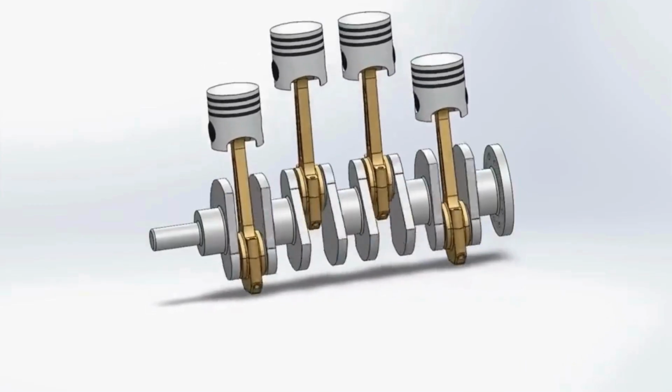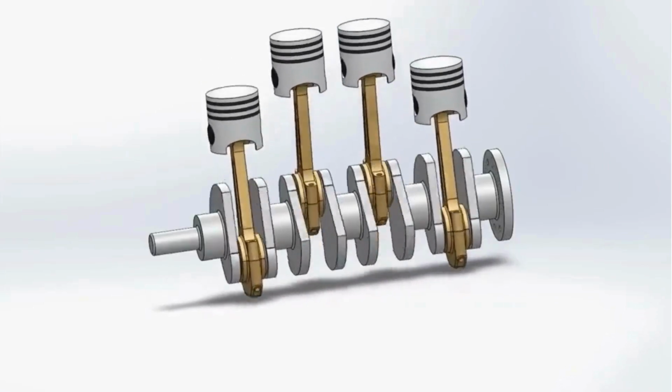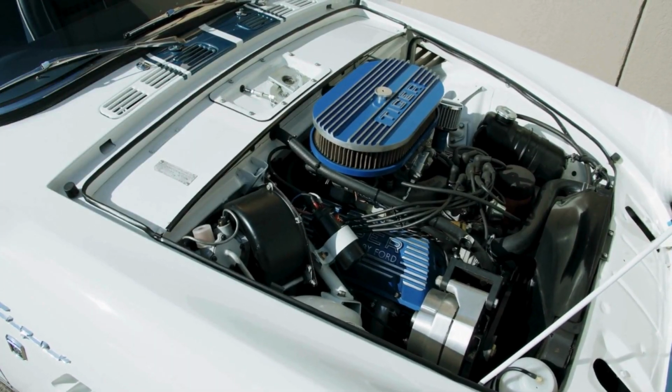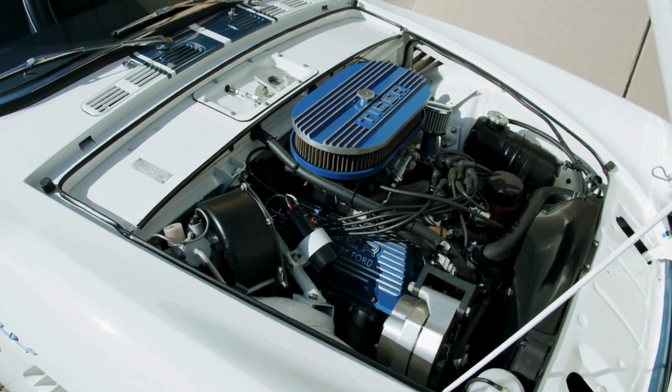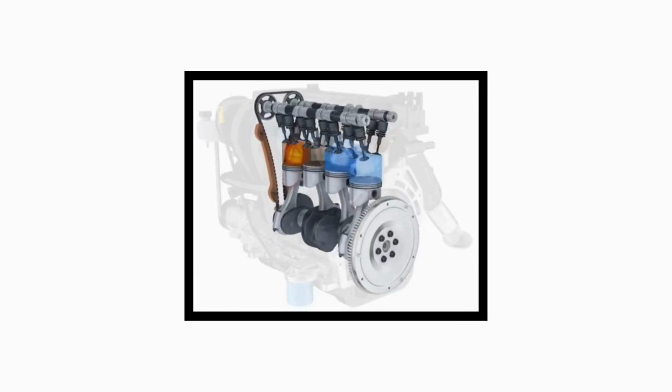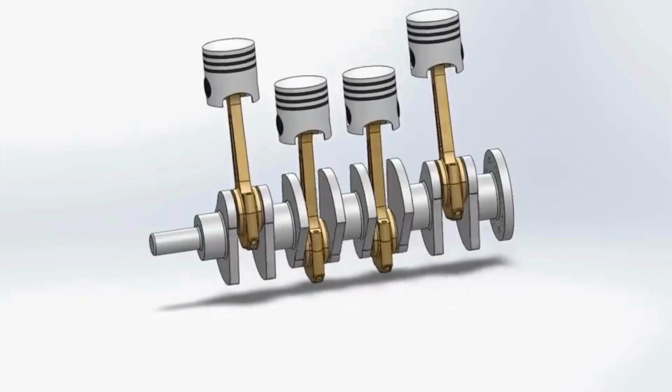Most car engines do not use just one cylinder. Instead, they use multiple cylinders, each with its own piston. In a multi-cylinder engine, the pistons do not all produce power at the same time. Instead, they take turns performing the power stroke, which helps the engine produce smoother and more continuous power.